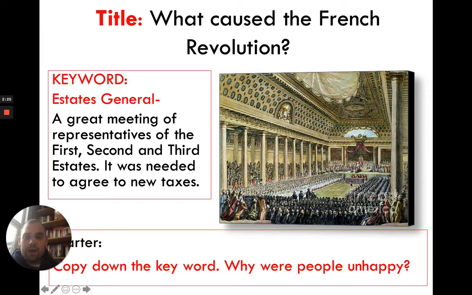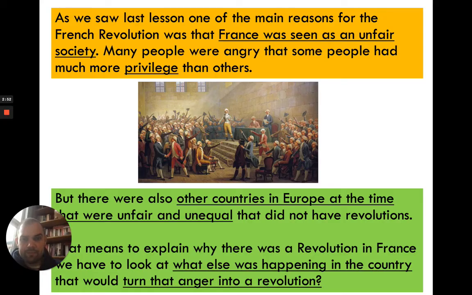Now, that Estates General was called in 1789 because the French government had got itself into major problems, particularly with money. And it's really a key triggering moment because without the Estates General meeting in 1789, the French Revolution might not have begun. But before we look at what happened at the Estates General specifically, we've got to think about what was happening in France at that time which made a revolution much more likely.